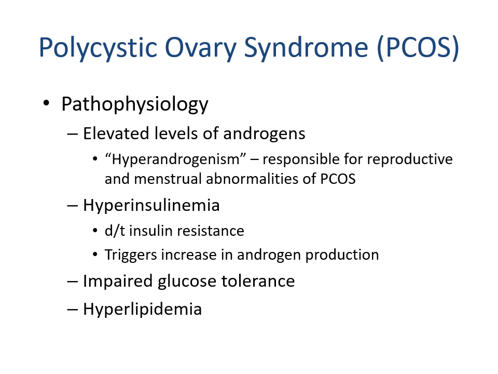Now again, looking at the pathophysiology, we have elevated levels of androgens, what's known as hyperandrogenism, which is responsible for the reproductive and menstrual abnormalities of PCOS. Now we also see hyperinsulinemia with insulin resistance, and again this triggers an increase in androgen production. We also see impaired glucose tolerance and hyperlipidemia.